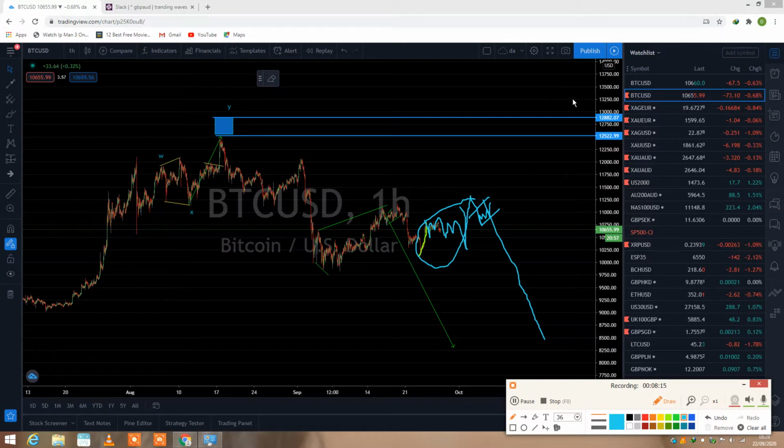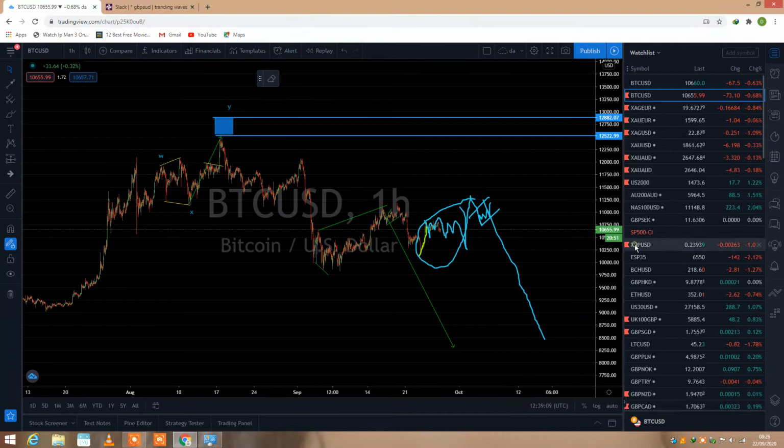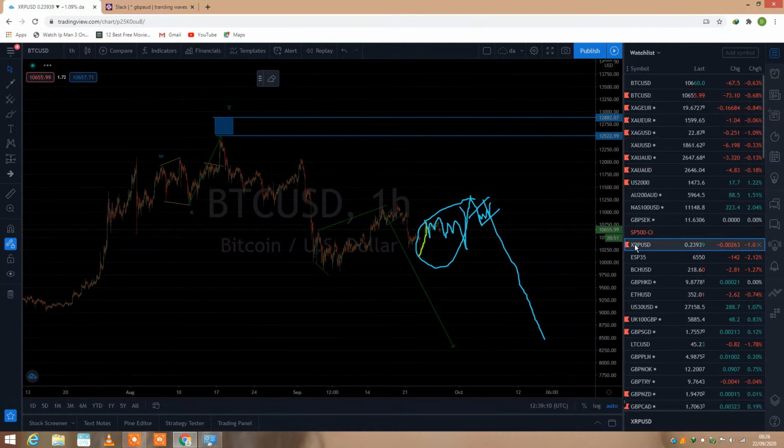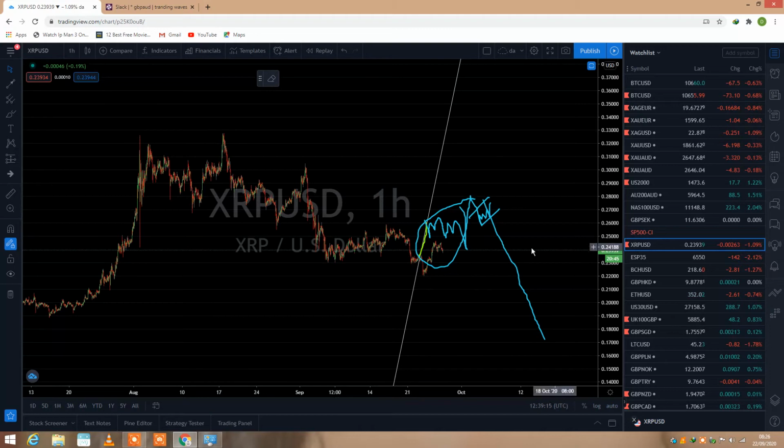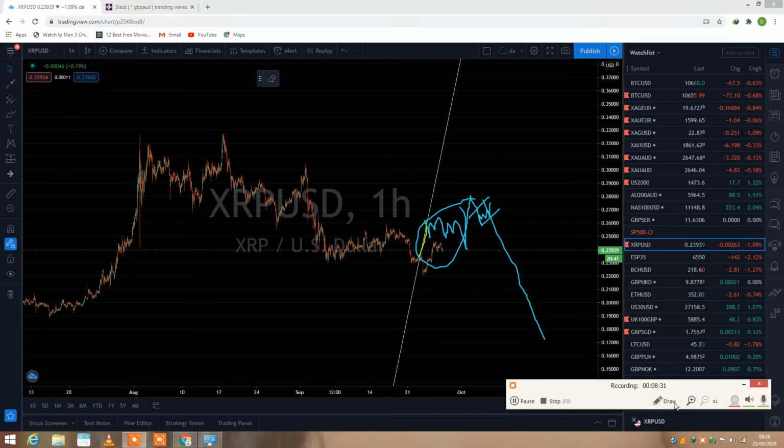Right, so that's all on the Bitcoin. Let's go to the repo. Let's try to look at the structure on the repo. All right, on the repo, the structure is much clearer than on the Bitcoin.